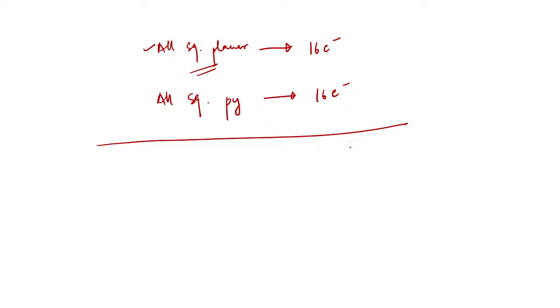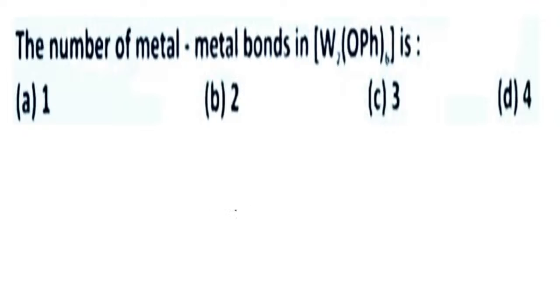Then we have tetrahedral complexes, octahedral complexes and trigonal bipyramidal complexes. These complexes generally follow the 18 electron rule. There can be some exceptions, but at IIT JAM level we can just take this point that all these complexes follow the 18 electron rule. So is it clear to all of you? I hope this question is clear. Now let's move to the next question.